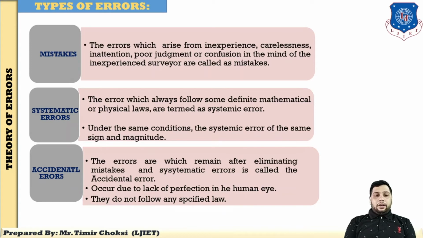Accidental errors do not follow any specific law. Systematic errors follow a physical law, which I have explained in the next slide. But accidental errors do not follow any specific law. They follow the law of probability. So accidental errors follow the law of probability.